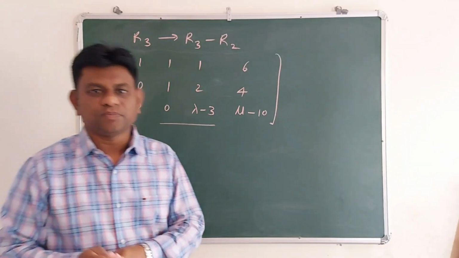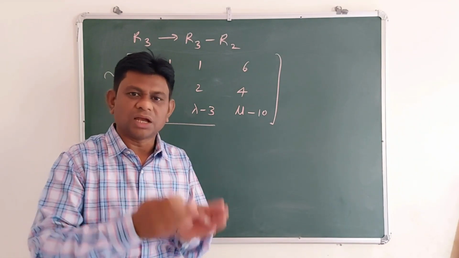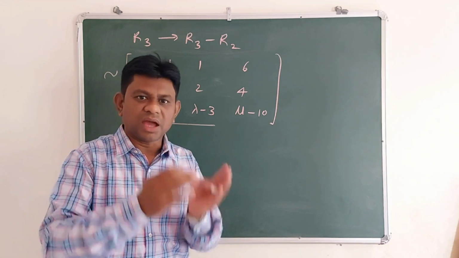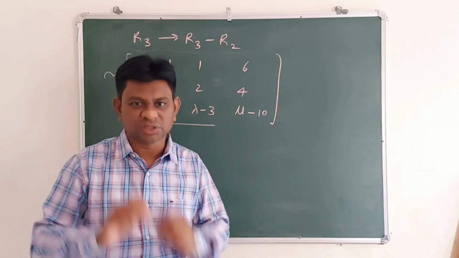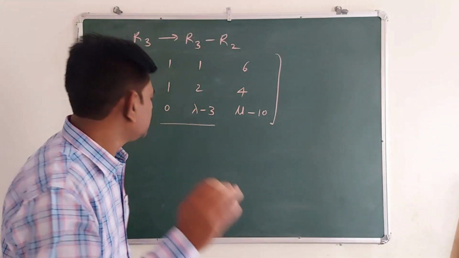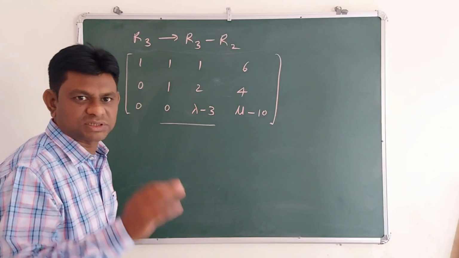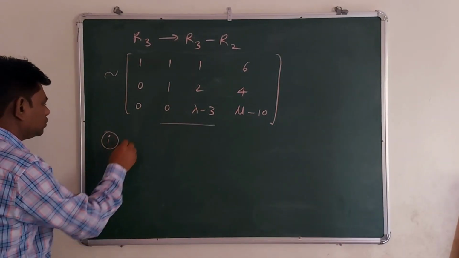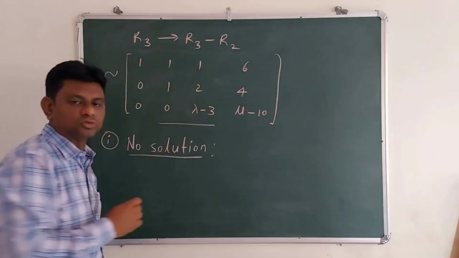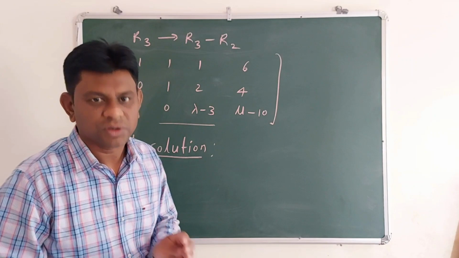In this problem we determine lambda and mu so that the given system has 1) no solution, 2) unique solution, and 3) infinite solutions. First we determine lambda and mu so that the given system has no solution. Now, number 1, no solution. No solution means the system is inconsistent, that means rank A is not equal to rank C.